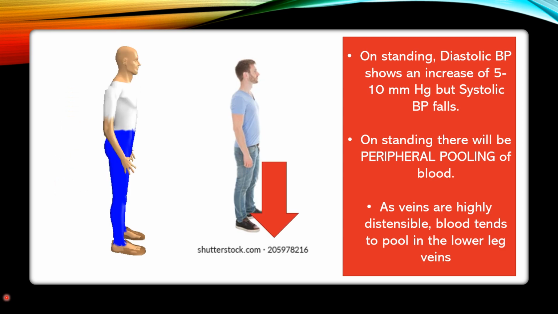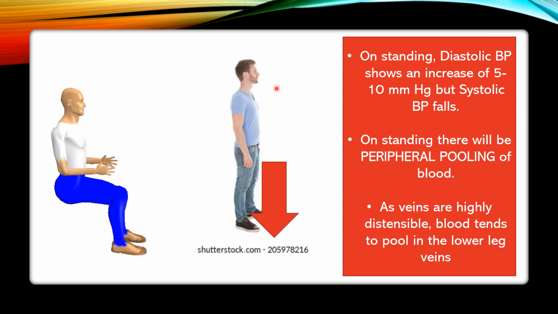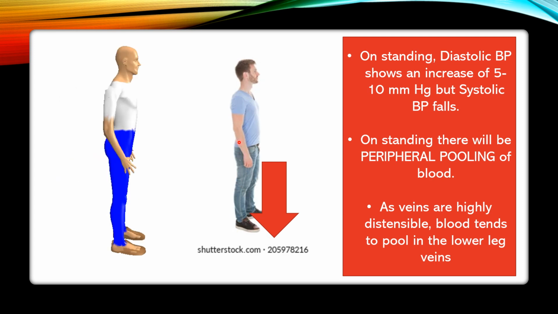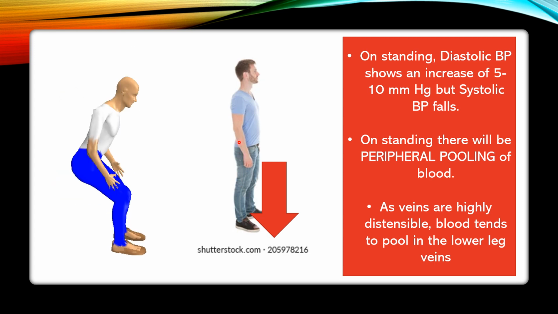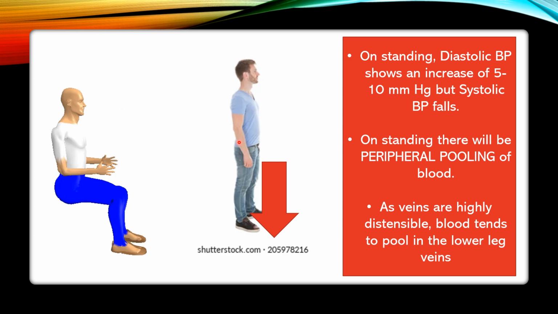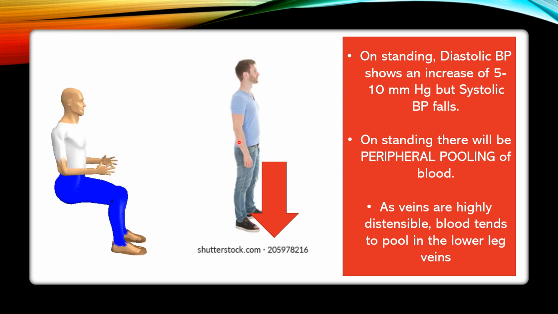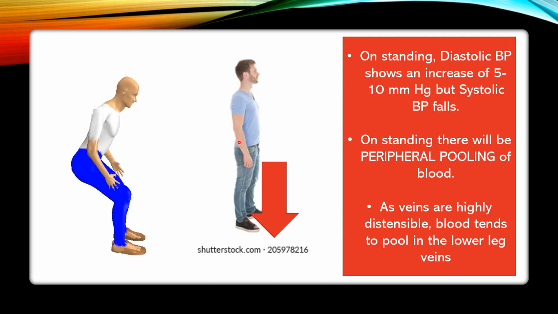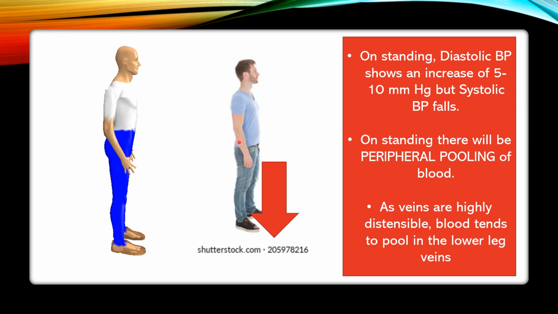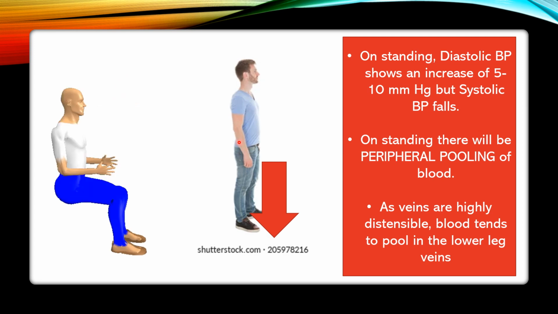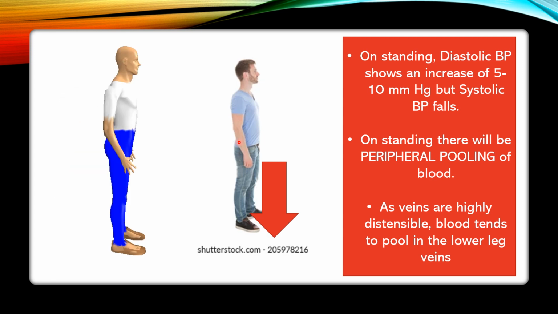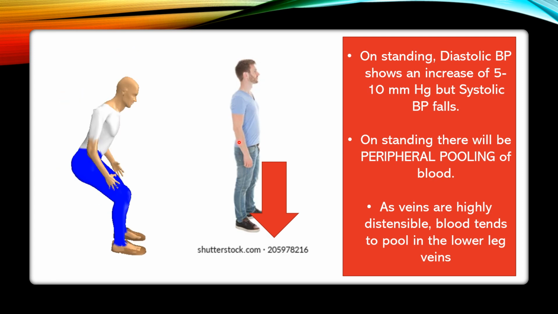You will see that there will be peripheral pooling of blood. So more blood will be pooled at the periphery or the inferior extremity, and we know that the veins are highly distensible. So when the blood is pooled into them, they will be distended and accommodate the blood. So blood tends to pool in the lower leg veins. In the standing posture, there will be peripheral pooling of blood.